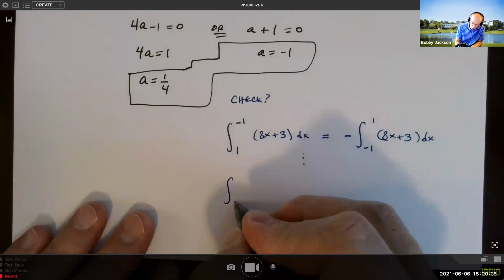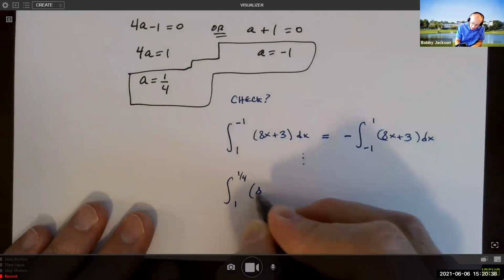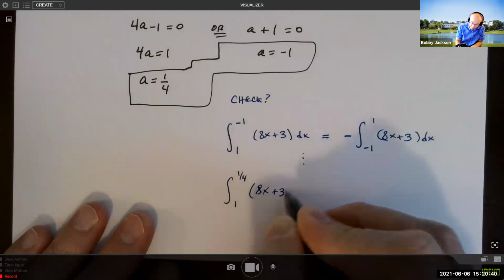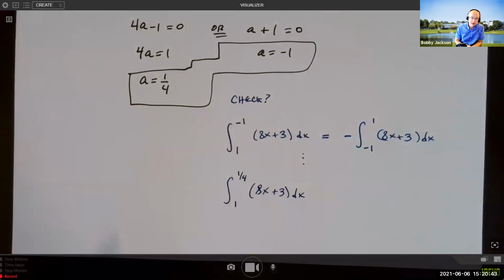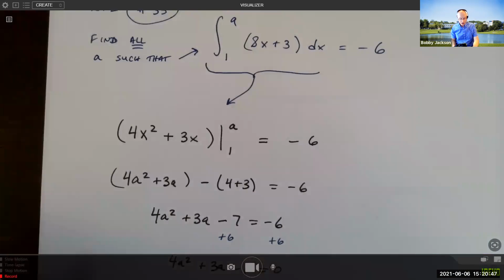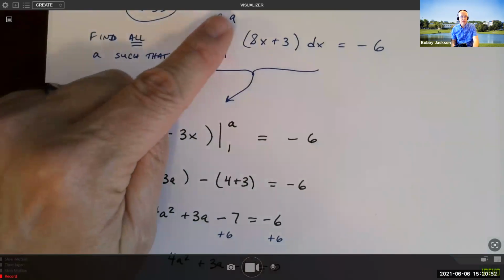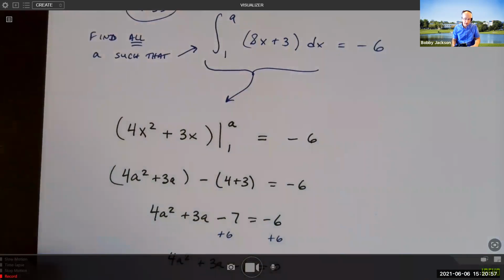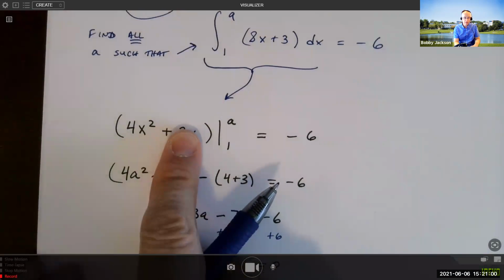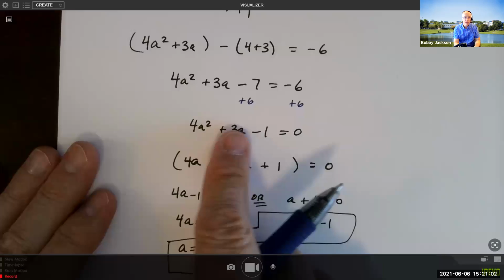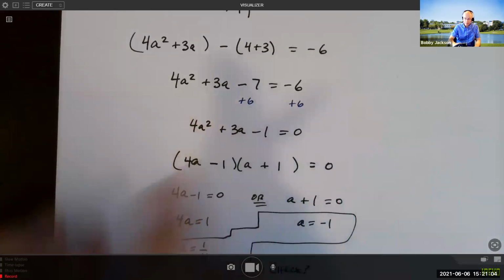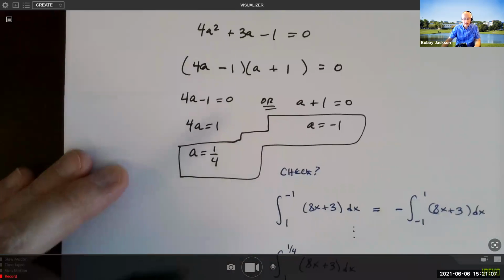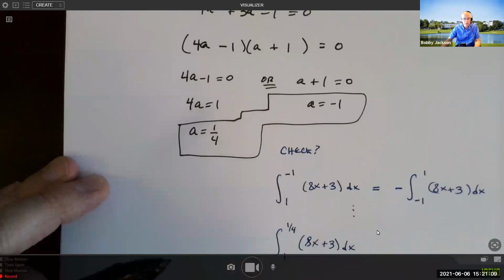Similarly, if you go from 1 to 1/4, the antiderivative of 8x plus 3, that should also give you -6 as well. So that's a check. But again, when they say find all the values of a, you've got to do that. You just can't plug in different values of a into this and keep trying and trying until you get -6. That's not how you show support. You show support by doing the fundamental theorem of calculus and then solving the resulting equation that you get. Okay, hope this makes sense for these, and we'll do some more later.